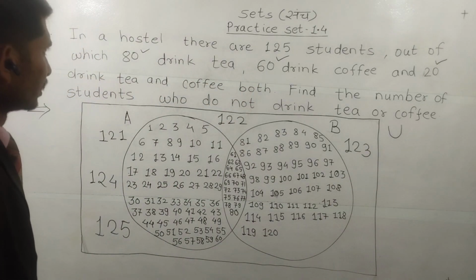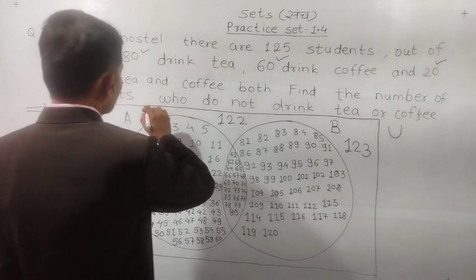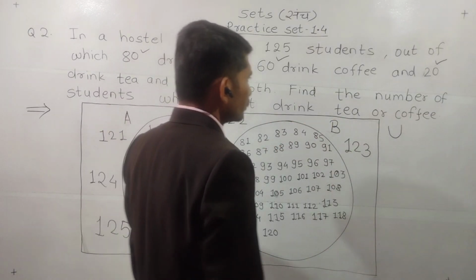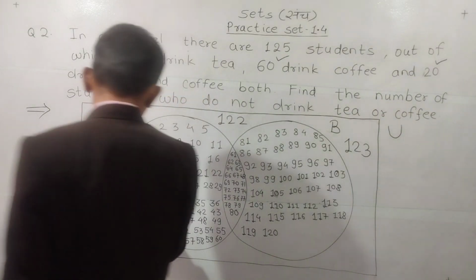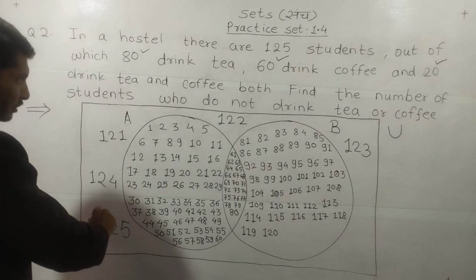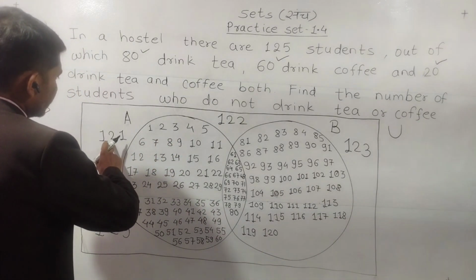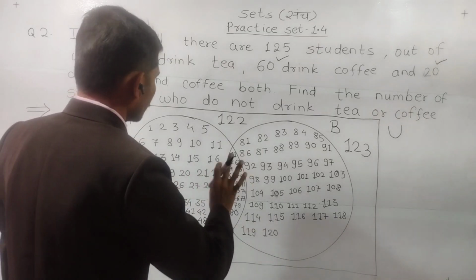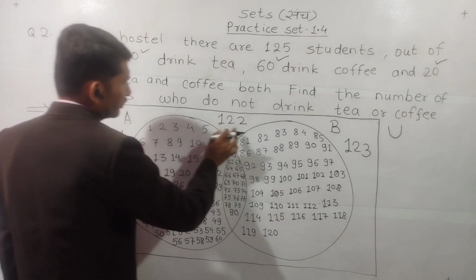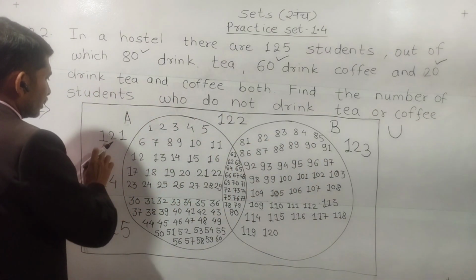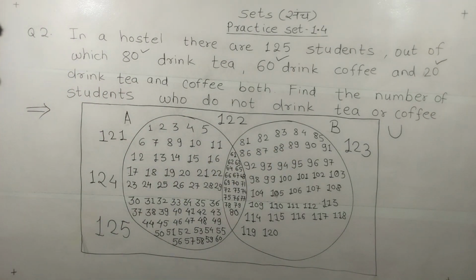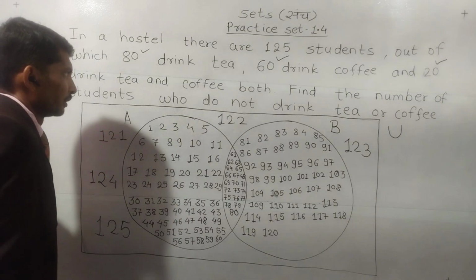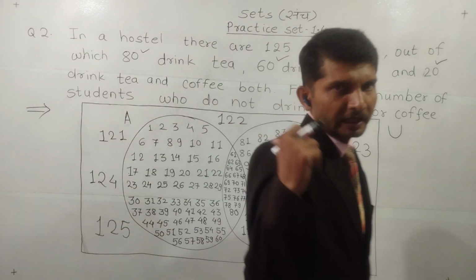The last point is to find the number of students who do not drink tea or coffee. So we can say from this diagram only 5 students, only 5 students who don't take anything between tea and coffee. That is 121, 122, 123, 124 and 125. Only 5 students are not taking either coffee or tea. Okay, this is the answer.